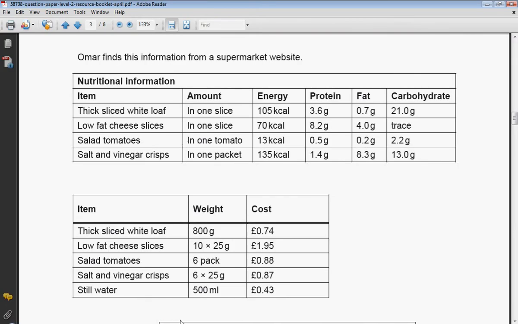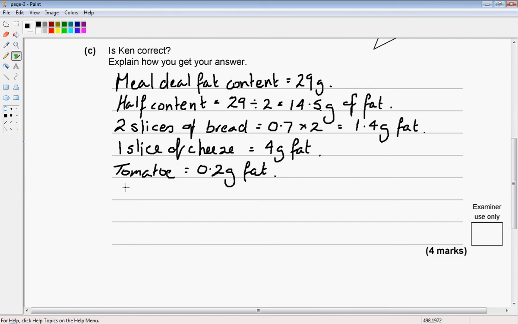So he now has a bag of crisps. So in 1 packet this would be 8.3 grams. So his crisps would be 8.3 grams of fat. Now we know that his drink would have no fat content at all.